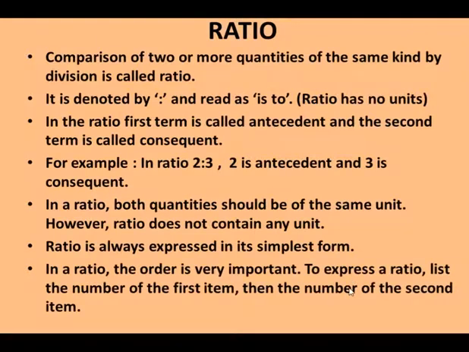In a ratio, the order is very important. To express a ratio, list the number of the first item, then the number of the second item. We have to list them according to the first and second numbers, arrange them accordingly and divide them accordingly. So the sequence must be taken into consideration.